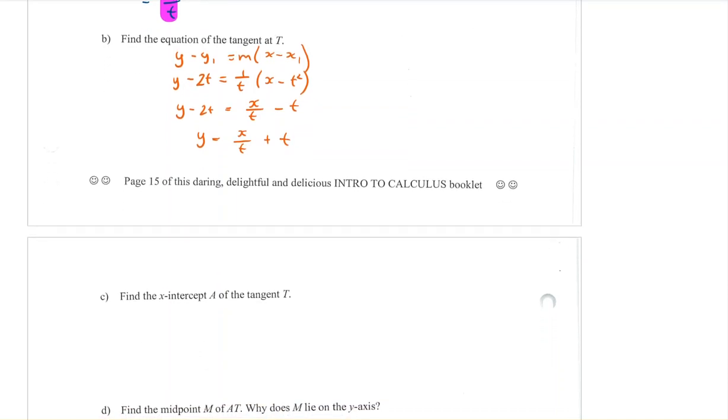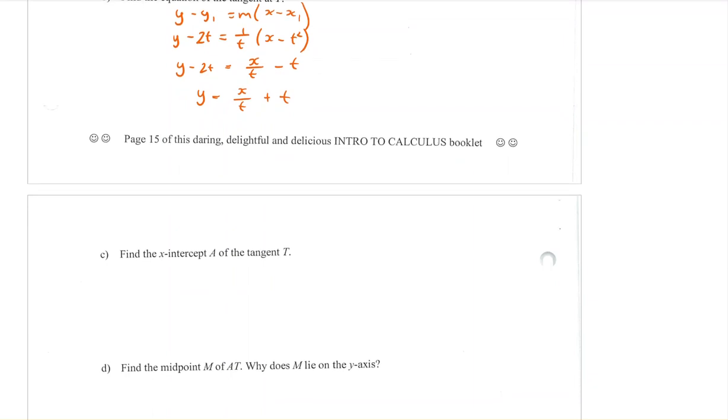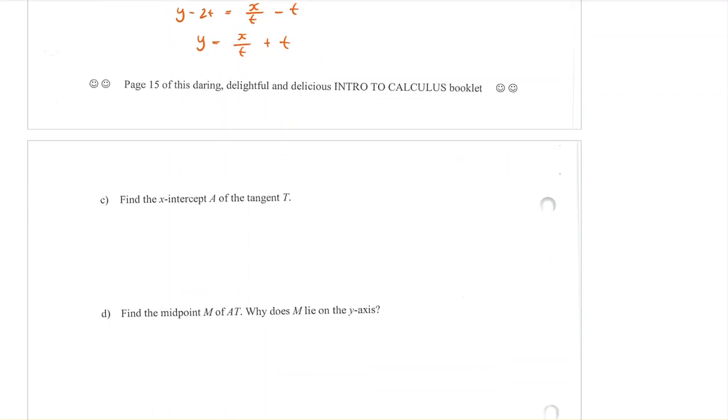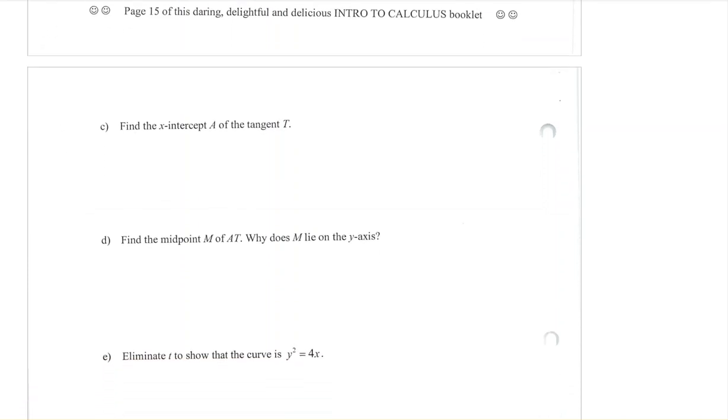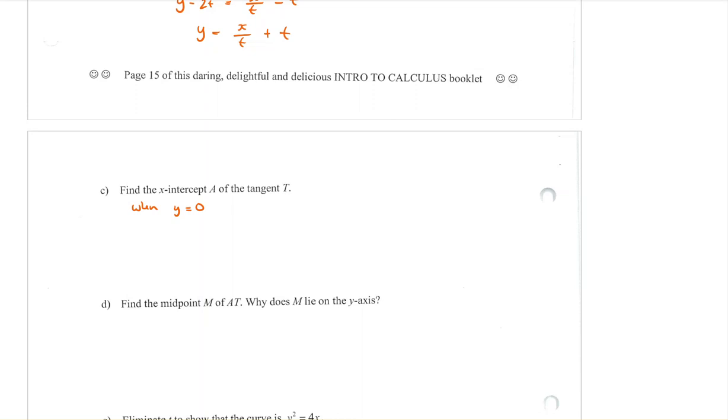Part C, find the x-intercept, which we're calling A, of the tangent t. If we want to find the x-intercept, we want to sub y equals 0 into our equation. This is the equation of our tangent, the one we found just up here, y equals x over t plus t. So subbing in 0 for y, I get 0 equals x over t plus t.